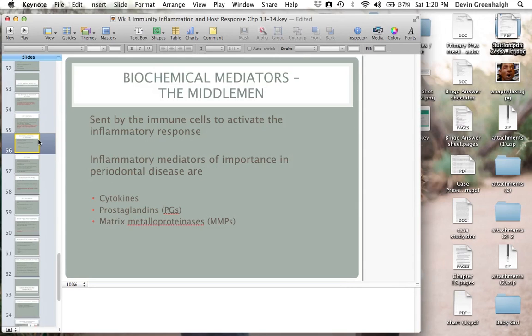Biochemical mediators, the middlemen. Biochemical mediators are sent by immune cells to activate the inflammatory response. Inflammatory mediators that are important in perio are cytokines, prostaglandins, and MMPs, like we talked about earlier.